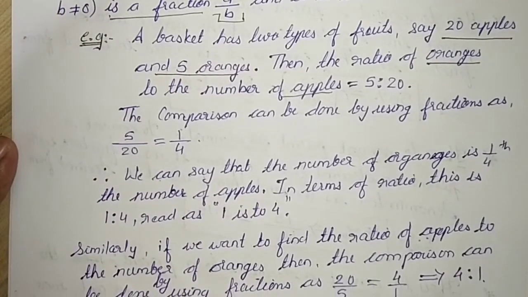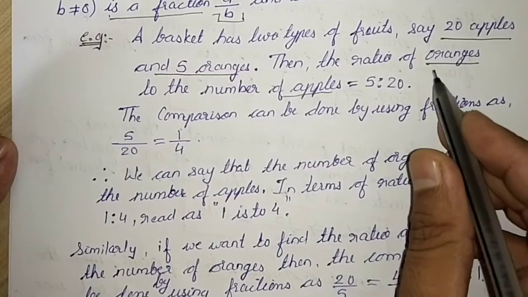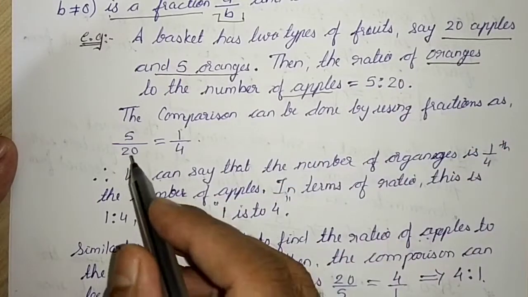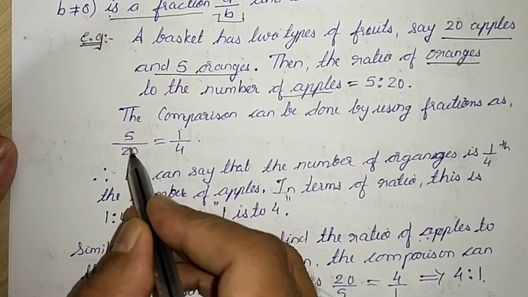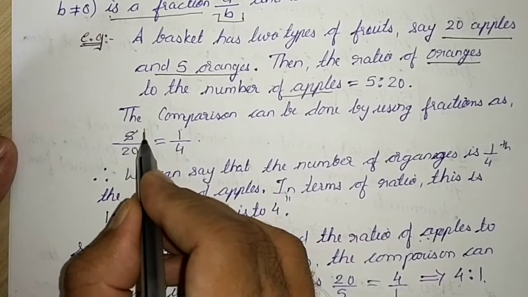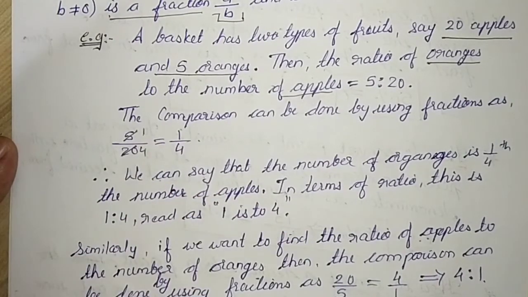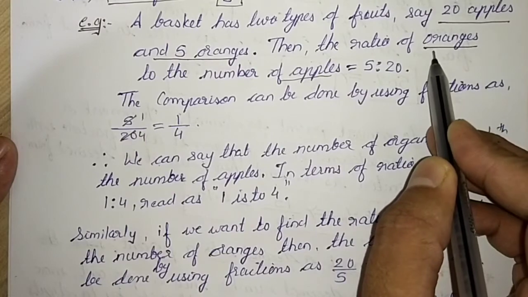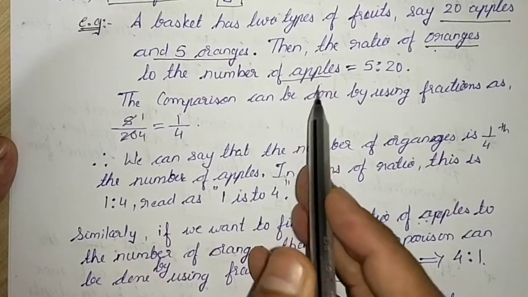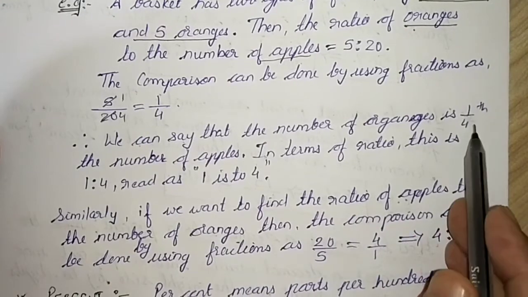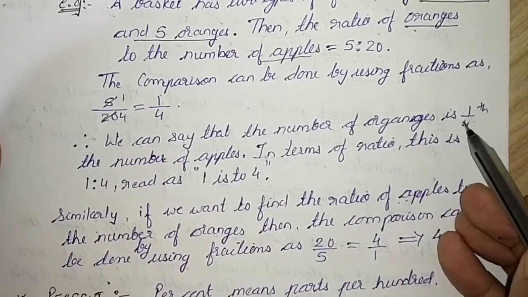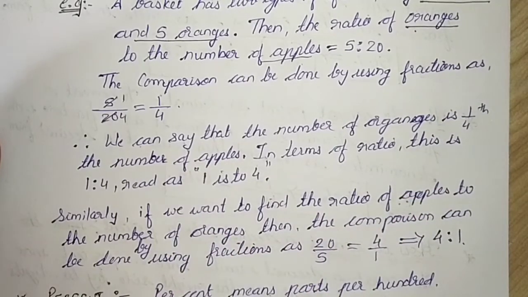Now, to find the number of oranges to the number of apples, we will compare using the fraction form. That is 5 is to 20, we will write as 5 divided by 20. 5 ones are 5 and 5 fours are 20. So we can write that the number of oranges to the number of apples is 1 by 4. We can say that the number of oranges is 1/4 of the number of apples.